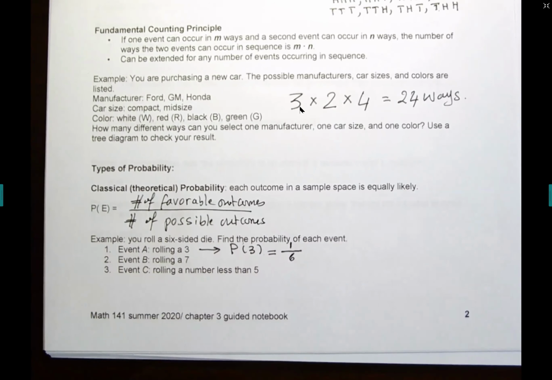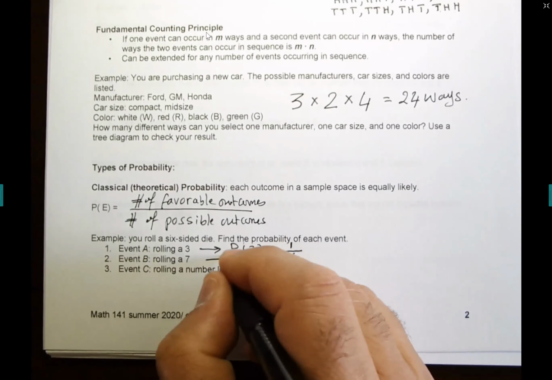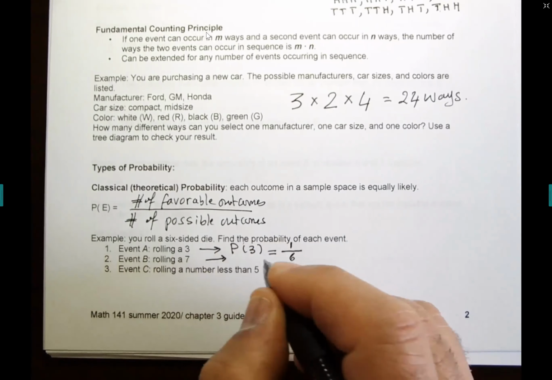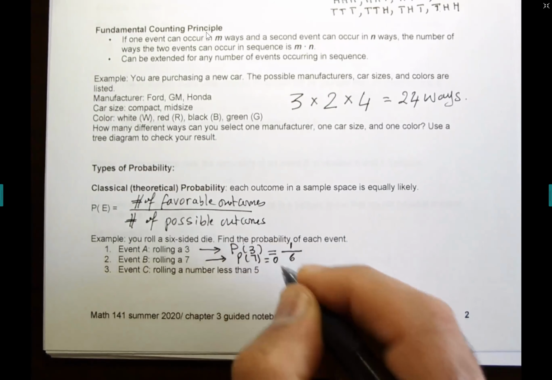Now I want the students to tell me what's the probability of rolling a 7 on a die. 0. There is no 7. So if someone asks you, let's play this game for money and you would win if you get a 7, don't play it, guys, because you're going to lose every time. So that's a 0.